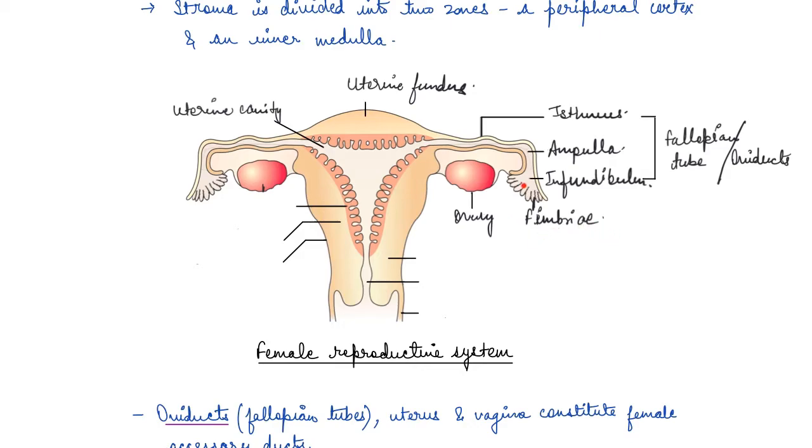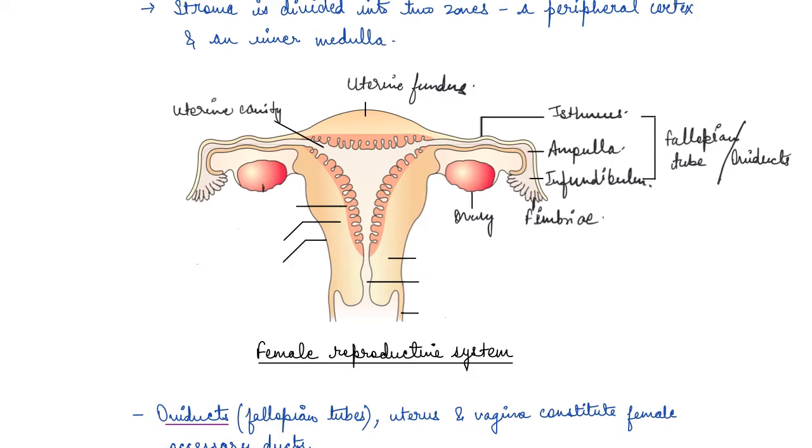Now this infundibulum leads to a wider tube. It basically leads to a wider part of the oviduct, which is known as ampulla. So this is the ampulla. And then the last part of the oviduct is the isthmus. Okay. So basically isthmus has a narrow lumen, and it is the part which connects the fallopian tube to the uterus here, right?